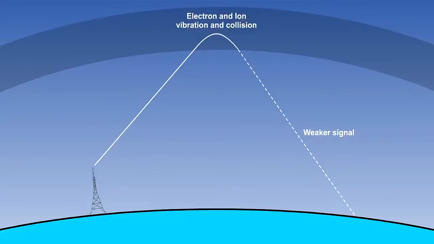The frequency and hence the wavelength of the radio wave is important. The longer the wavelength, the greater the ionospheric attenuation. Note that this is the reverse of ground attenuation.